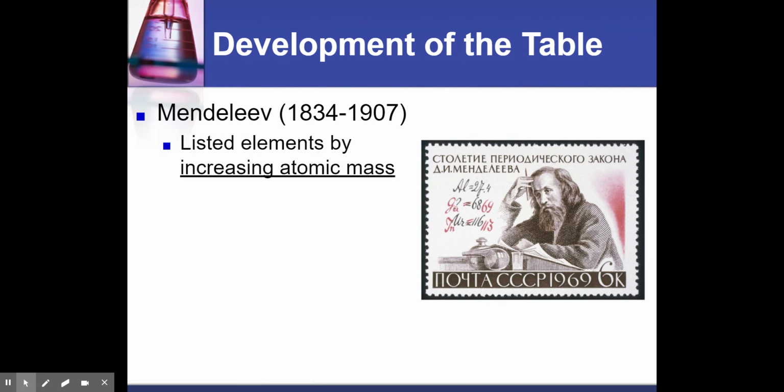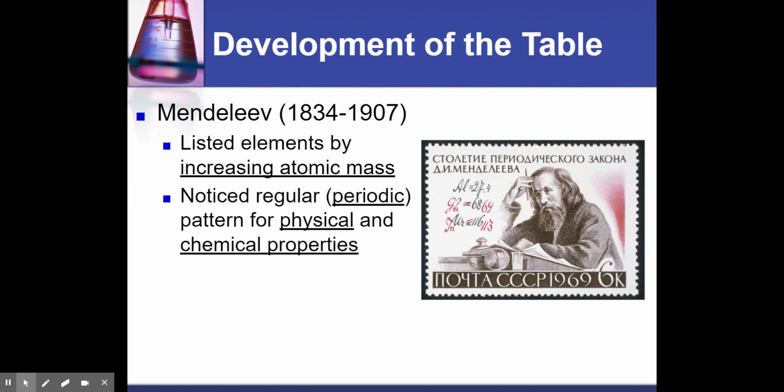He listed elements by increasing atomic mass. He noticed that there were these regular, periodic patterns for the physical and chemical properties. When we say that it's periodic, we mean just like a week: every week we come back and have another Monday. That's a periodic change. We have periodic changes in our elements, and we see that they go through this pattern and then they repeat.